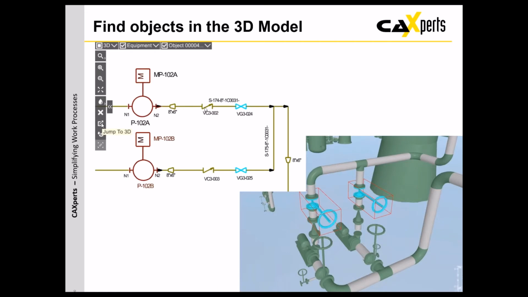Another function is the linking to 3D. So for instance, if I click on a pump or on a valve in the PID, there is a button that jumps to 3D and will highlight the corresponding objects on the 3D side. And there is also the other way around. I can also select an object in 3D and switch back to the object on the PIDs.